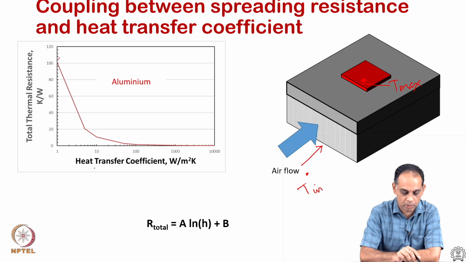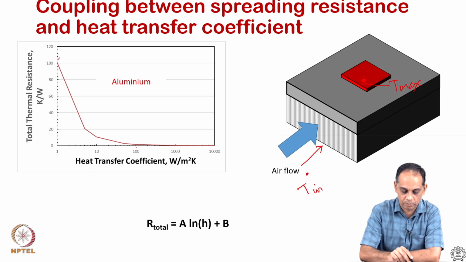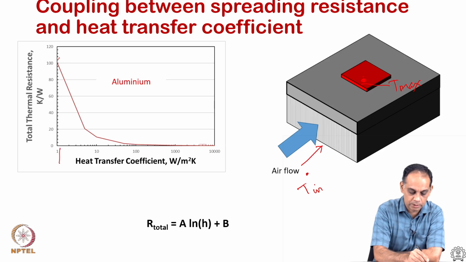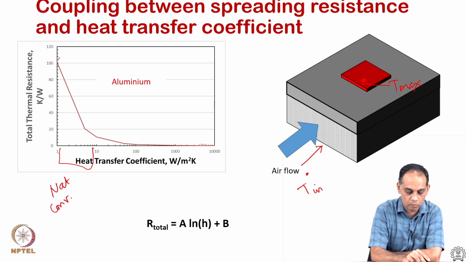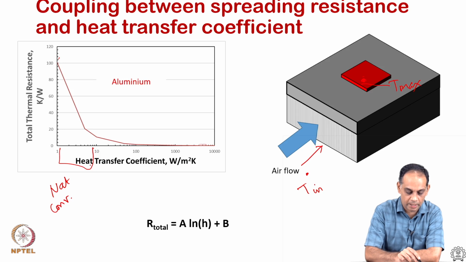Essentially, this is a very important curve. What we are plotting is a total thermal resistance as a function of convective heat transfer coefficient. Typically, natural convection is in this regime. Natural convection heat sinks or natural convection coefficients are on the order of 1 to 10 watts per meter square Kelvin. And if you turn on a fan, usually you are in the forced convection regime.